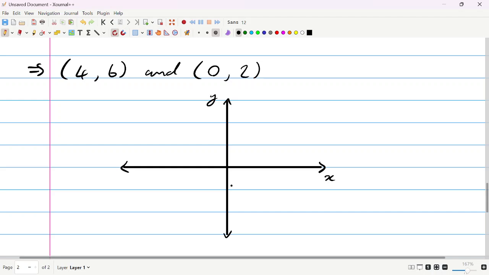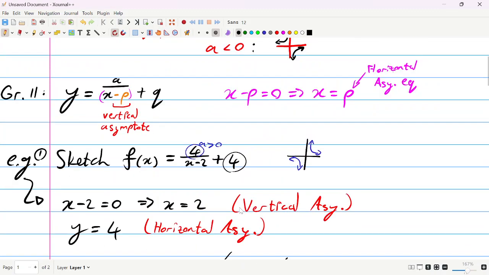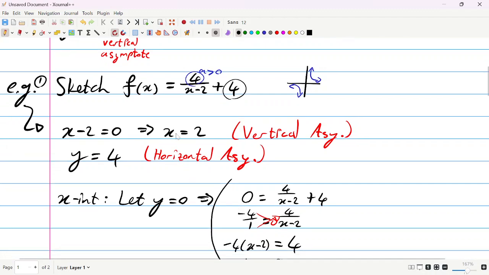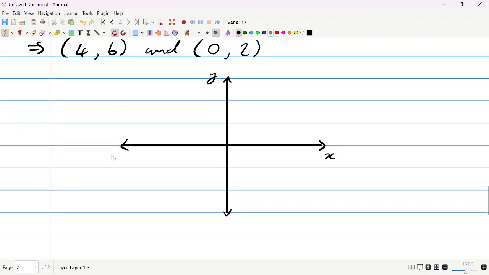And then from here, we need to write down all the points that we know. What are the points that we know from what we worked out? So we first need to do our asymptotes. We have x equals 2 and y equals 4. Those are both lines. X equals 2, let's situate it here. Let's make our asymptotes red. So x equals 2 would be somewhere here. And then y equals 4, let's put somewhere here.